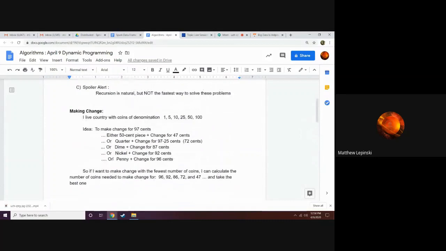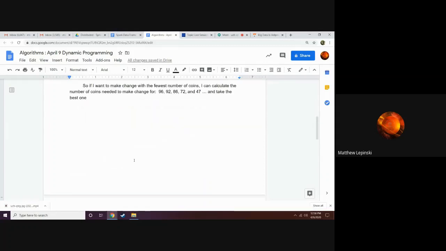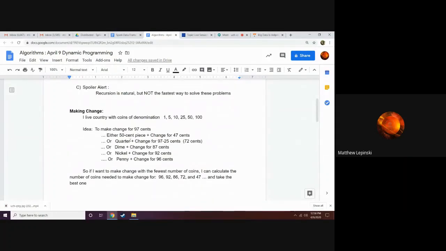Is there any question? The type of problems where dynamic programming works are problems where I can think of solving a big problem in terms of generally a choice between multiple options that involve smaller problems. Okay.